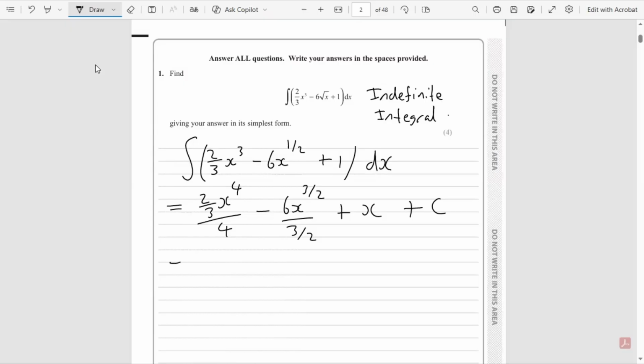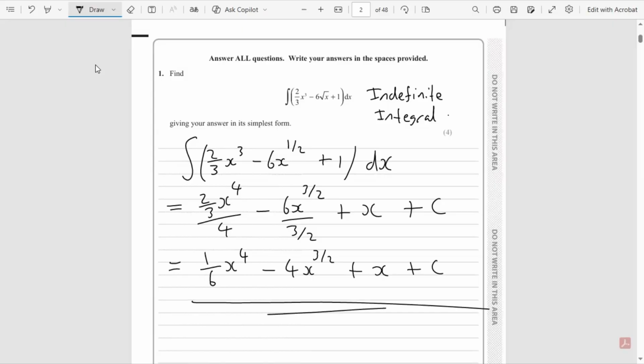So just simplifying the numbers we have then, so we have 2/3 divided by 4. So this would be 2/12, or in other words, 1/6. So 1/6 x to the power 4. You've then got 6 over 3 over 2. So 6 divided by 1.5, that is going to give you 4. So minus 4x to the 3 over 2. And then obviously the plus x, and then obviously the plus c, and that is our final answer there.